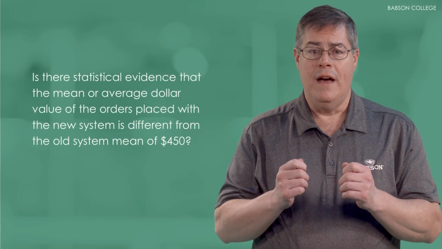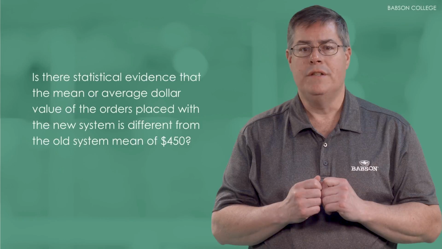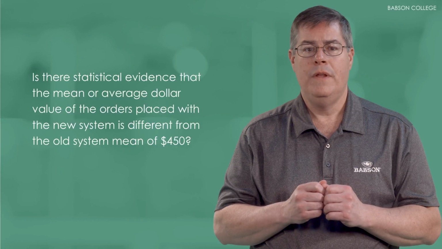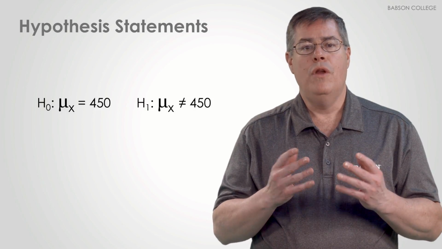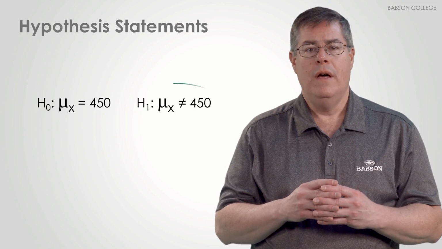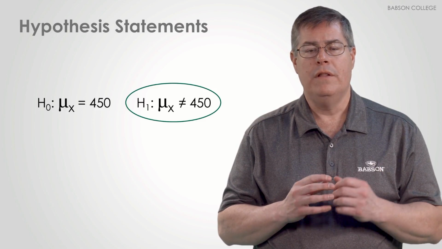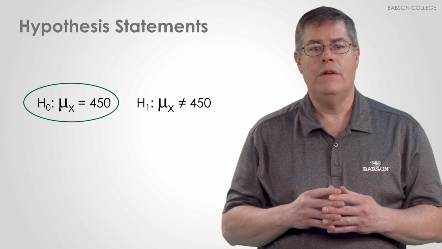The first step is to set up the hypotheses statements. We start by stating this hypothesis in non-technical terminology. That is, is there statistical evidence that the mean or average dollar value of the orders placed with the new system is different from the orders placed with the old system, which had a mean of 450? Now we can write this in the symbolic form that you see here. Note that our non-technical statement goes with the alternative hypothesis, or H1, as that is the hypothesis that we are collecting data to prove. The H0, or null hypothesis, goes with the status quo for our current mean sales order of 450.